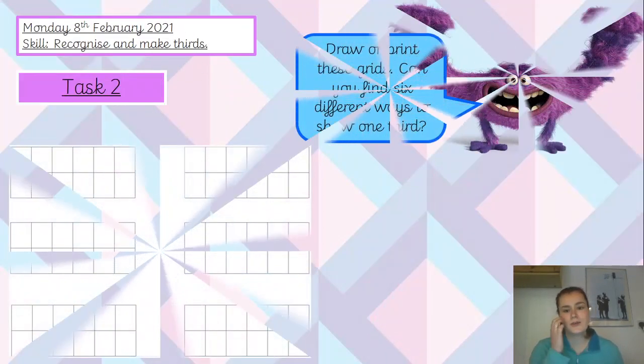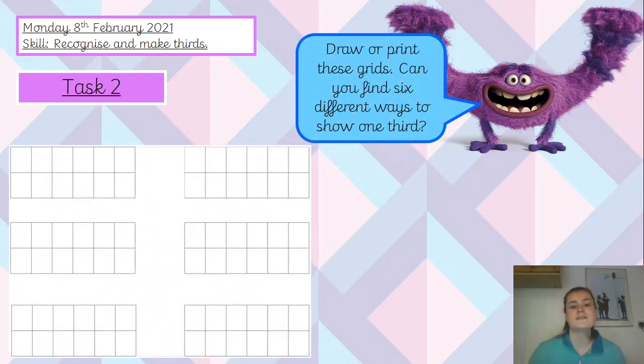Task 2 then. So on the website underneath this video, you can print out the PDF of these grids, or if you just like to see them slightly more clearly, you can open up that file on whatever device you're using as well to copy it into your book. And I would like you to find 6 different ways to show 1/3. So we've got 6 grids, 1, 2, 3, 4, 5, 6. So you can either print these and stick them into your book or draw them into your book and find 6 different ways to find 1/3.